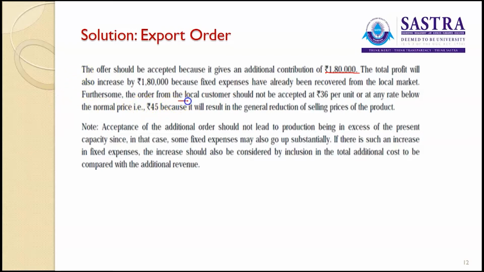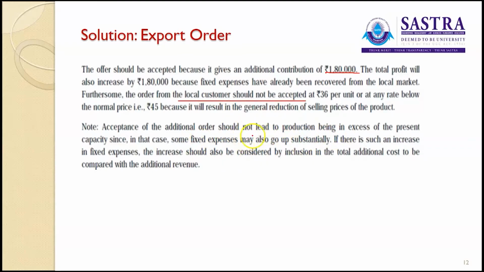Furthermore, the order from the local customer should not be accepted because we have 36 per unit, a rate below the normal price. So it will result in a general reduction of your selling prices of the product. Now, the acceptance of your additional order should not lead to production being in excess. That is to be taken care of. If the acceptance of your foreign order is going to be more than your 1 lakh units, then you will have a jump in your fixed cost. We have an increase in the fixed cost and that has to be considered. So if this is the utilization of your idle capacity, this foreign order can be accepted. That is what is given here.